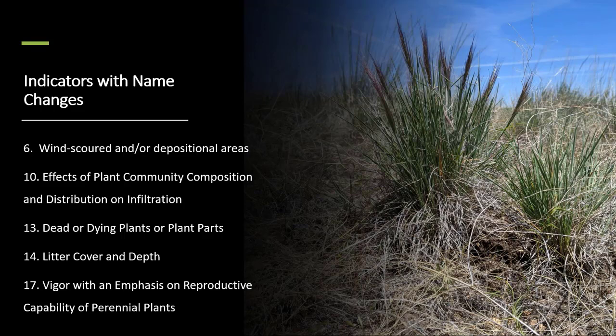Number 13, dead or dying plants or plant parts, has also been changed to more directly describe what's being assessed. Litter cover and depth has been modified slightly to include depth. And vigor, with an emphasis on reproductive capability of perennial plants, has also been changed for clarity.